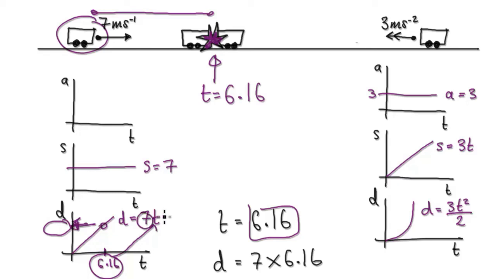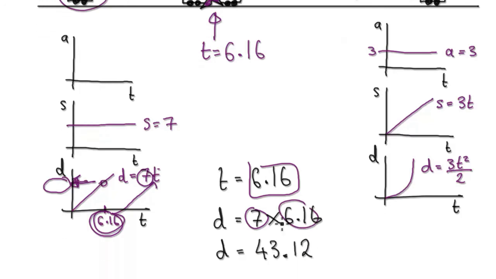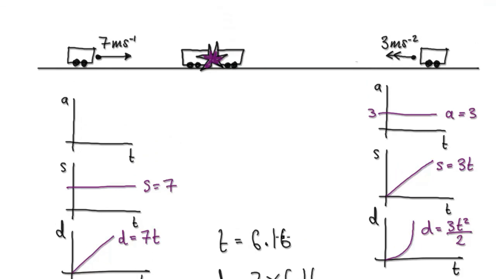So it would be 7 times 6.16. So the distance will be 43.12. So the two cars will crash at a distance of 43.12 meters. Okay, that's your final answer.